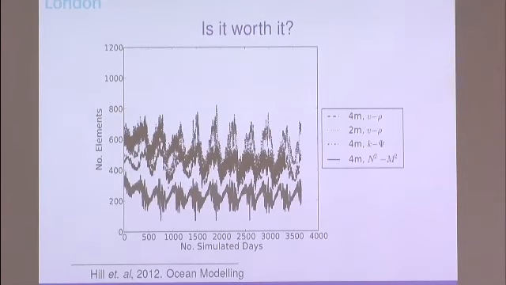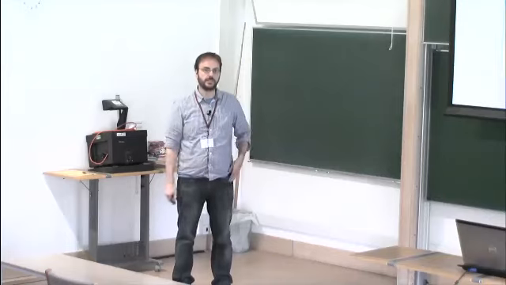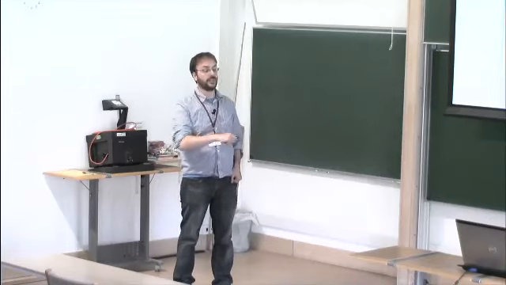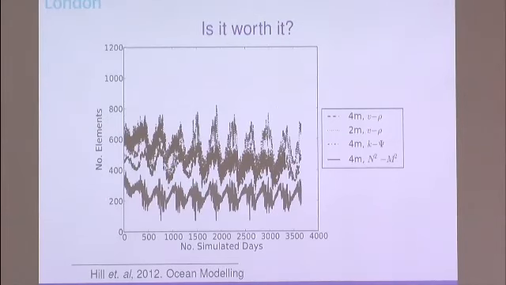Is it worth it? Yeah, it's not too bad. Given we're only in a 1D column, a 1 meter fixed mesh would have 4,000 elements, and I can do the same simulation just about with 200 elements. So I'm talking an order of magnitude fewer elements in the simulation, which is just for a 1D column. If you then extrapolate that to the ocean, then we should be saving 2 orders of magnitude in the number of elements.